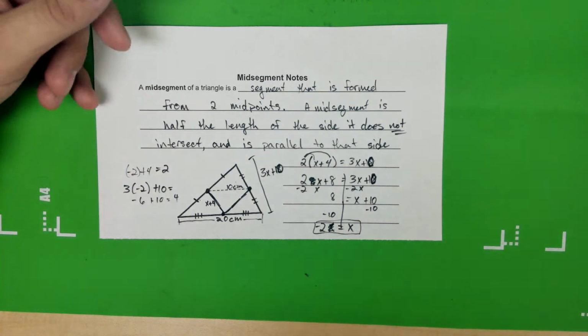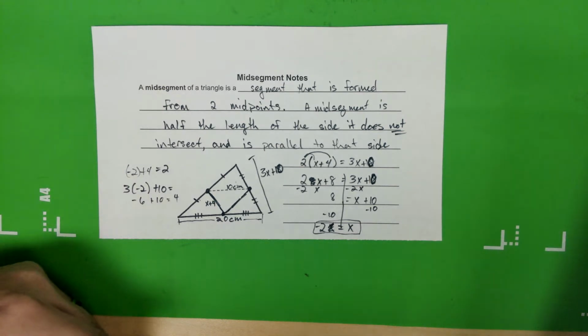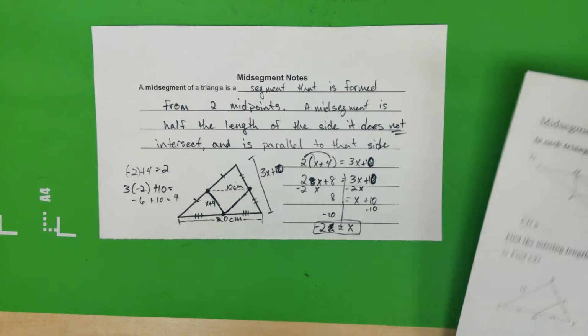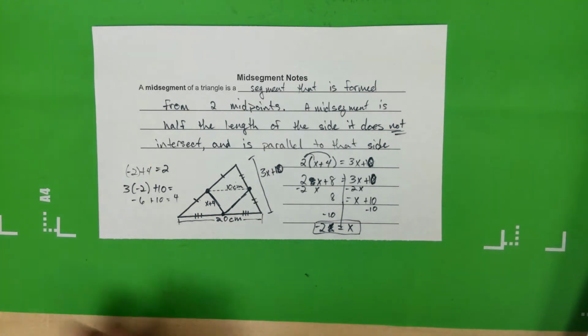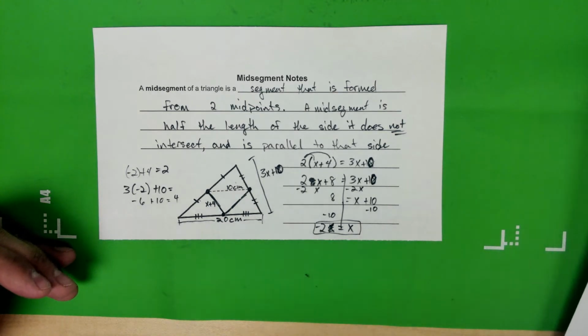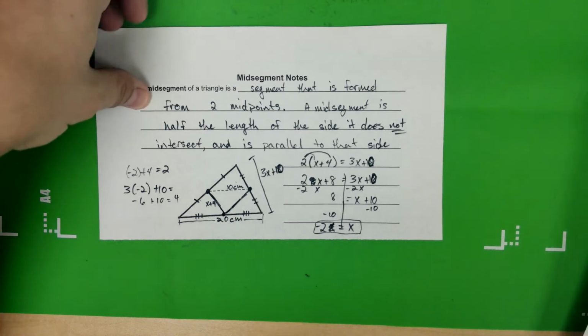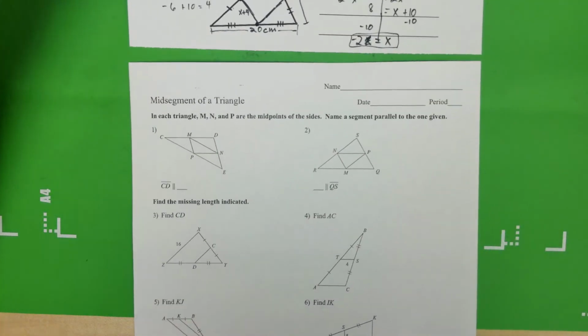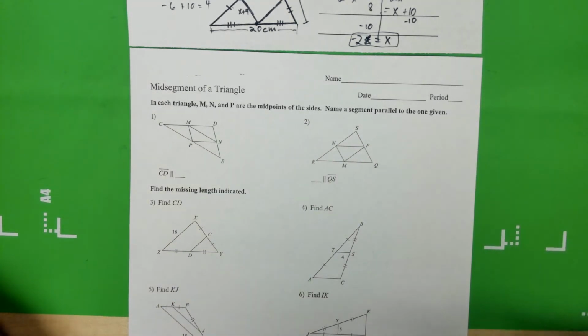Let's look at our assignment so that we can have some explanation in case you get confused. I'm going to give you another second to make sure you finish writing this down. Now, if we look at our assignment, we've got some pictures. Each one of the things on here is going to be a mid-segment.